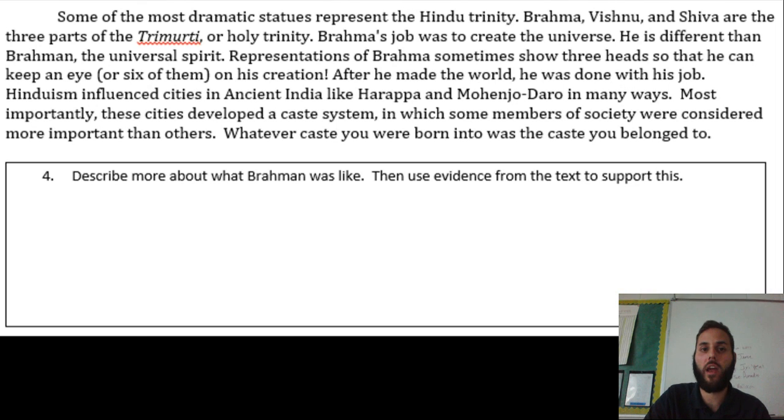Some of the most dramatic statues represent the Hindu Trinity. Brahma, Vishnu, and Shiva are the 3 parts of the Trimurti, or Holy Trinity. Brahma's job was to create the universe. He is different than Brahman, the universal spirit. Representations of Brahma sometimes show 3 heads, or 6 of them, so that he can keep an eye on his creation. After he made the world, he was done with his job.